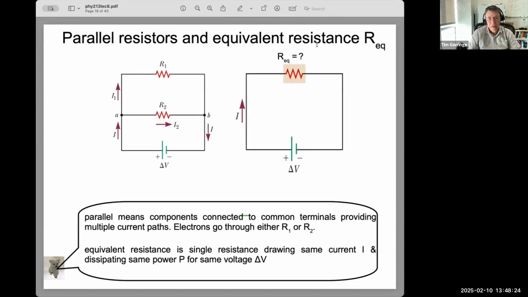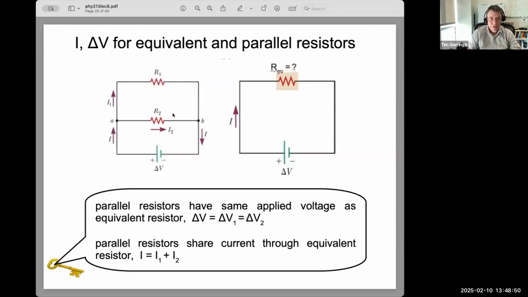That's a key idea. The equivalent resistance of this parallel circuit is a single resistor. I could replace this pair of resistors, R1 and R2, with one that, for the same applied voltage, for the same battery, would draw the same current. This current here would be the same as the total current out of the battery over here on the left-hand side. That's what we mean by equivalent resistance.